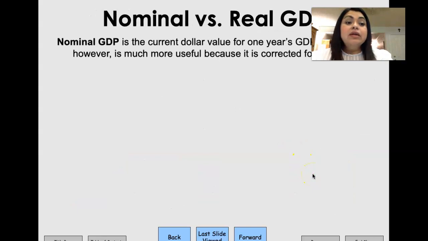Okay. Now this is where this is going to get a little confusing, so please make sure that you follow along. There are two types of ways of looking at GDP. There's nominal and then there's real. And the reason that we look at it in two different ways is because when you're comparing from year to year, inflation will sometimes blow up your GDP. It'll make it look like you're being more productive than you actually are.